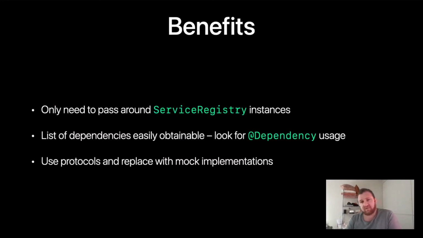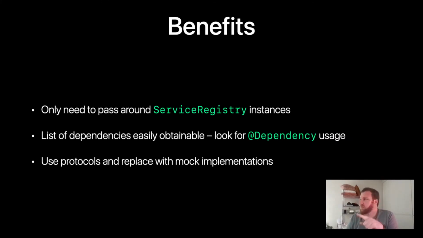So some of the benefits of this is you only need to pass around the service registry instances. And if you embed your dependency provider in your base class for things like view controllers and view models and any services, if you're using a service-oriented architecture, those sorts of things, then it really becomes quite transparent. The list of dependencies is as easily obtainable as our first example. You can actually just go into your types and look for the app dependency anywhere that's used, so on and so forth.